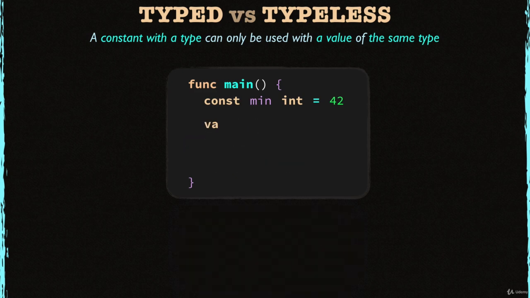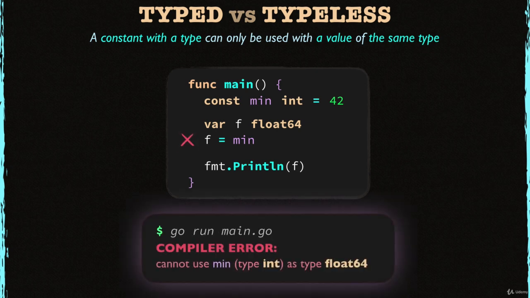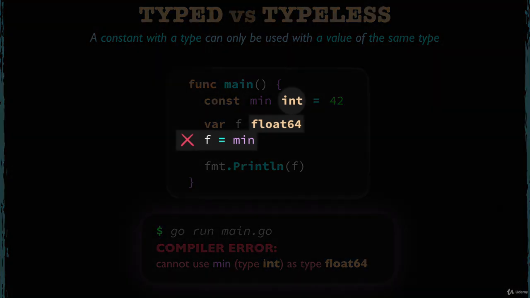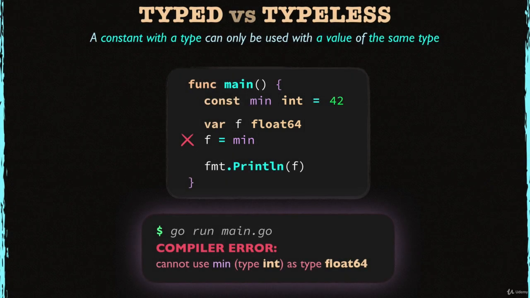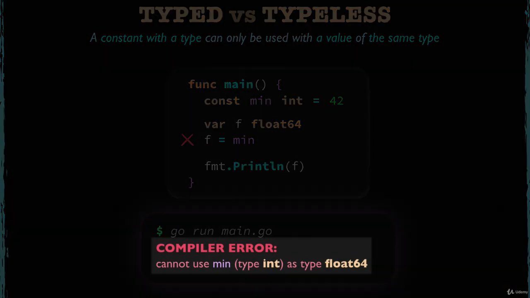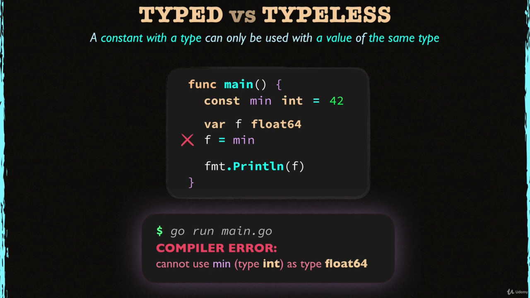Now let's make it more interesting. Let's declare a float64 variable. Then let's assign the min constant to the f variable. And lastly, let's print the f variable. Okay, what do you think about this? Is this going to work? Okay, let's try. Oops, there is an error now. The Go compiler says that you cannot do that. It doesn't work because min is an int here, whereas the f variable is a float64. So they have different types and they can't be used together. The strong type system of Go is in full action here. It doesn't allow using different types together.